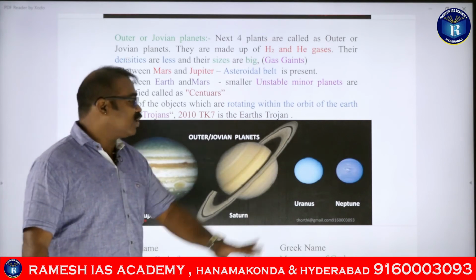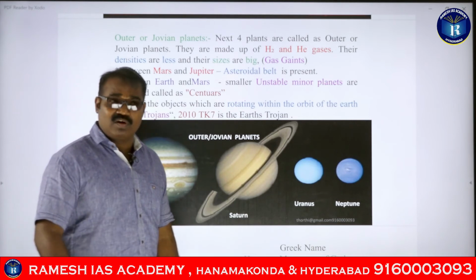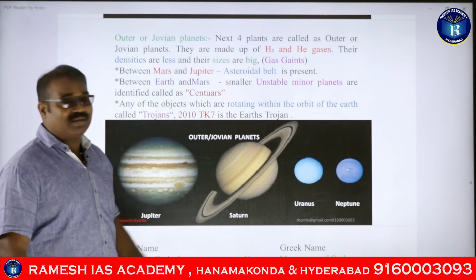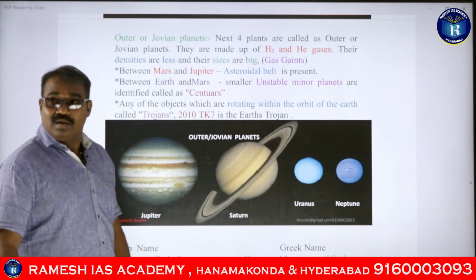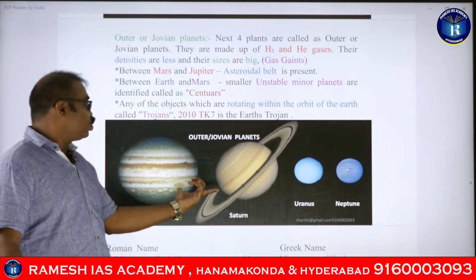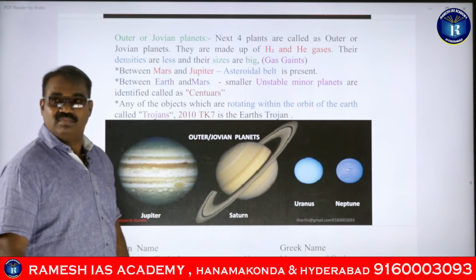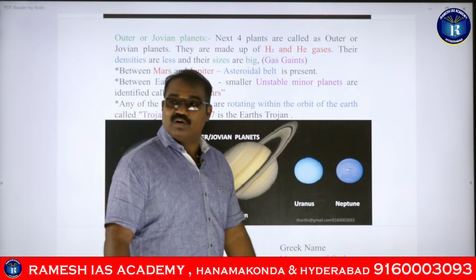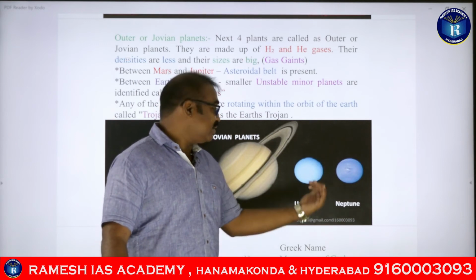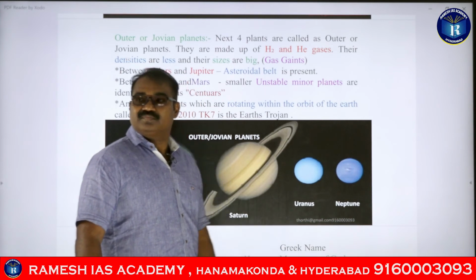Previously all the four were called gas giants, guys, and they thought that all the four are made up of hydrogen and helium gases. Okay, but recent discoveries are telling that only Jupiter and Saturn should be called gas giants, right, and Uranus and Neptune should be called ice giants, guys. And these are the green and the blue planets.